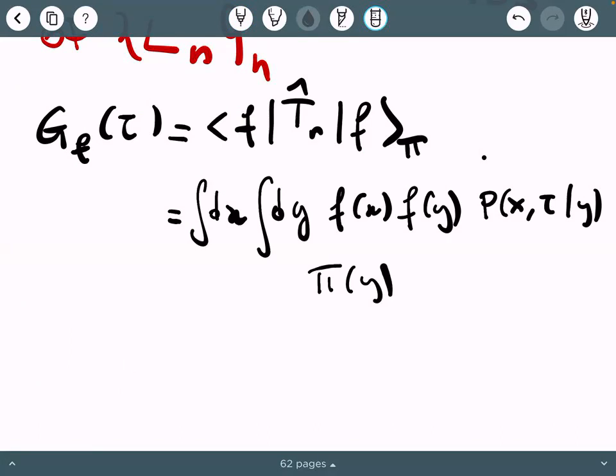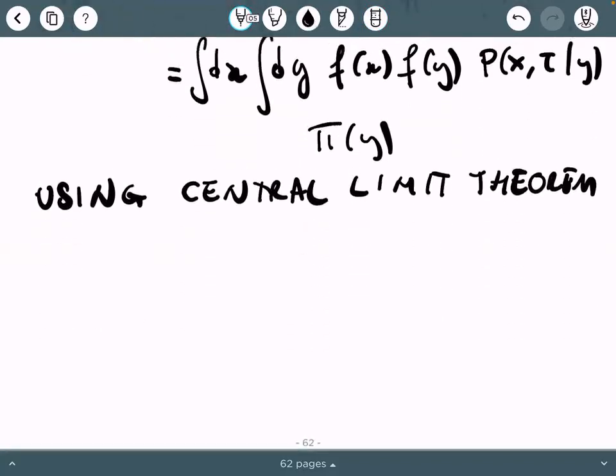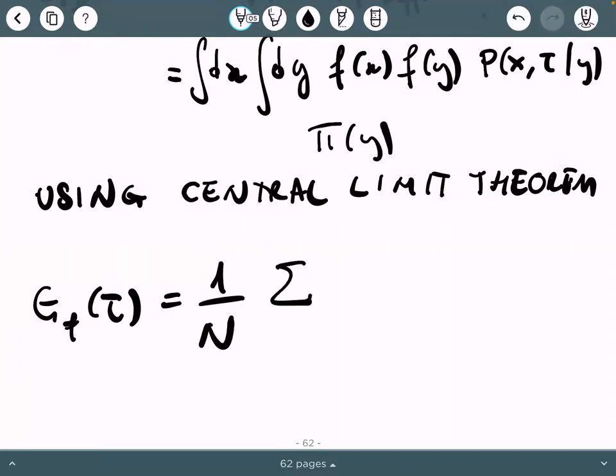Well, because it's very simple to compute. So using the central limit theorem, you can see that GF of tau is actually 1 over n. I have n trajectories, or n times along my trajectories.